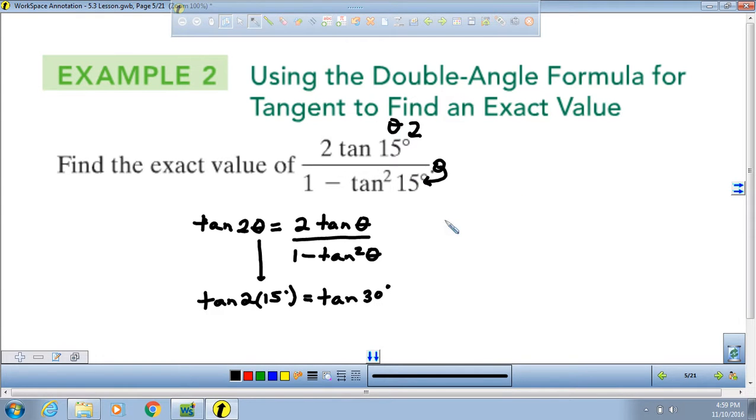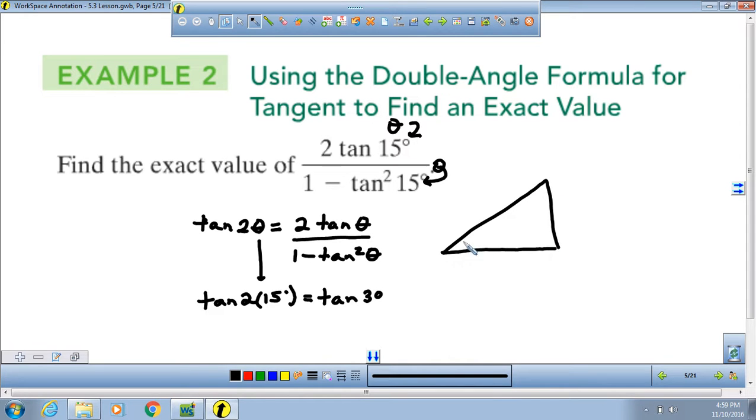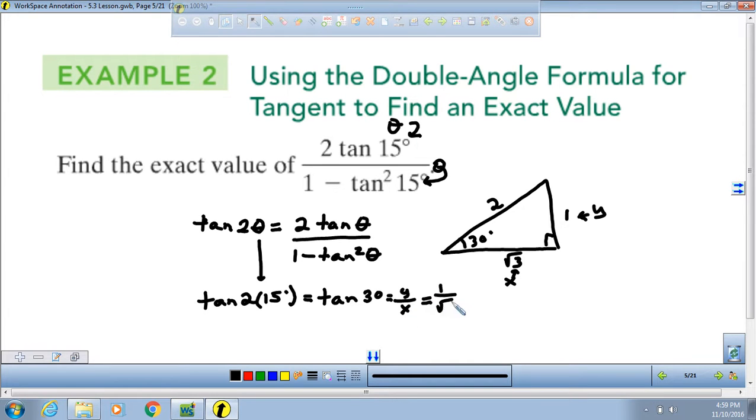And then if we want to find the value of tangent of 30 degrees, we're going to go to a 30, 60, 90 triangle. So we have a triangle here, and my angle of reference is in the first quadrant. My angle of reference is 30 degrees. So the opposite to 30 is 1, adjacent is the square root of 3, and the hypotenuse is 2. So tangent will be y divided by x, which in this case is 1 divided by the square root of 3.